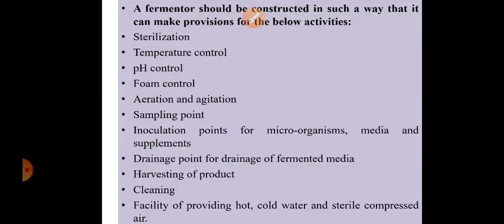Okay, so the fermenter should be constructed in such a way that it makes provision for various activities that are important while carrying out a fermentation or while producing a desired product. What are the provisions that should be there in the fermenter vessel when it is constructed, which we have to take care of? Sterilization of the vessel should be possible. It should be possible to control the temperature throughout the fermentation run. It should be possible to control the temperature, pH, foam, and aeration and agitation devices should be there.